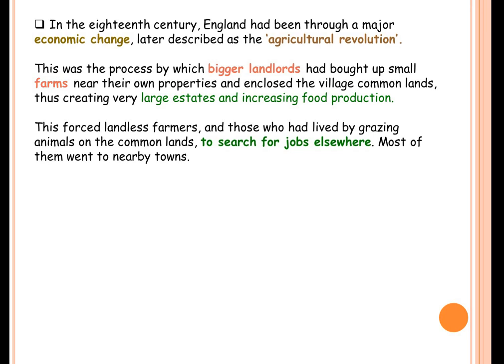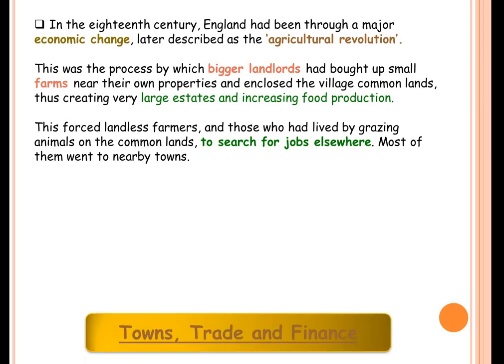They forced landless farmers. Britain was very expensive, so it was not very easy for the farmers to afford land. And people who were living there did not own the land, that is the meaning. And it was very difficult for them to live there by grazing alone on the common lands. So they were forced to search for jobs and work on these bigger landlords' farms. Most of them went to nearby towns. They started working here and they received their wages and salary, and that is how the bigger landlords benefited from this kind of system.